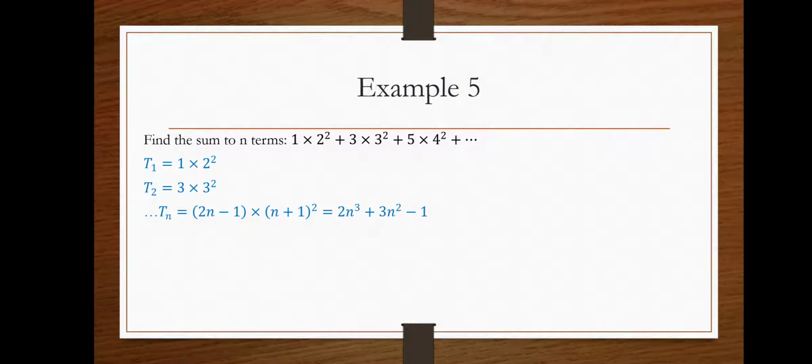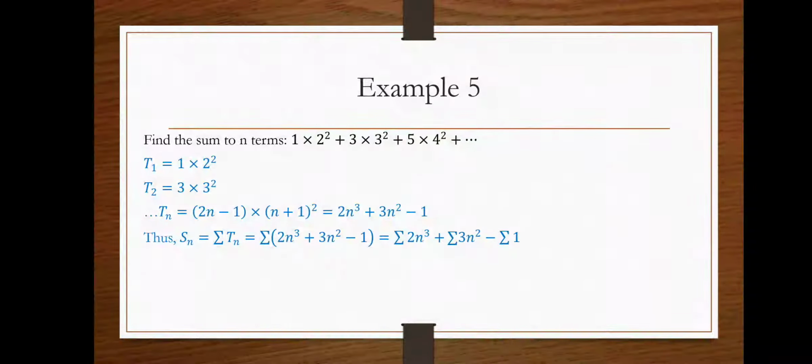Then once you have understood, write the nth term, and once you have written the nth term, all I need to do is find the sum. So what is Sn? Sn is basically summation of Tn. So summation of Tn means summation of 2n cube plus 3n square minus 1. That can be individually written as summation of 2n cube plus summation of 3n square minus summation of 1.